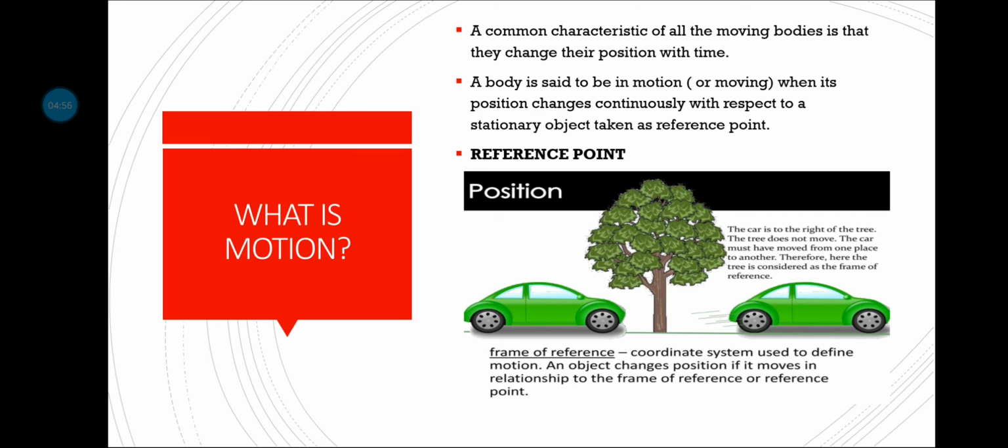An object changes position if it moves in relationship to the frame of reference or reference point. It means we have to relate a moving object to another moving object or to another stationary object, and this stationary object is taken as a reference point.